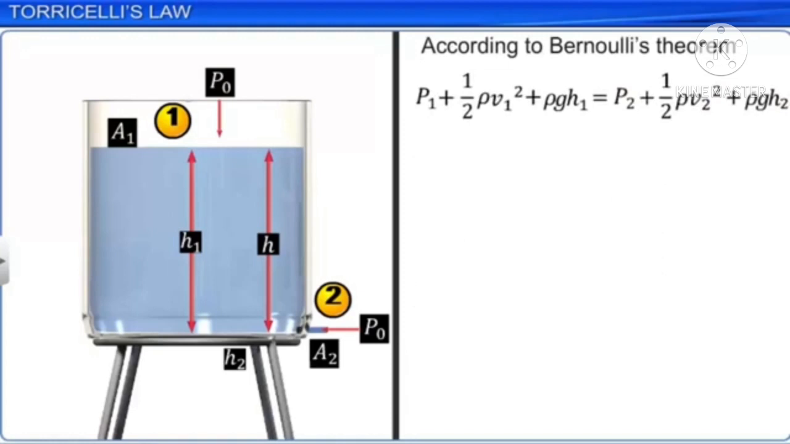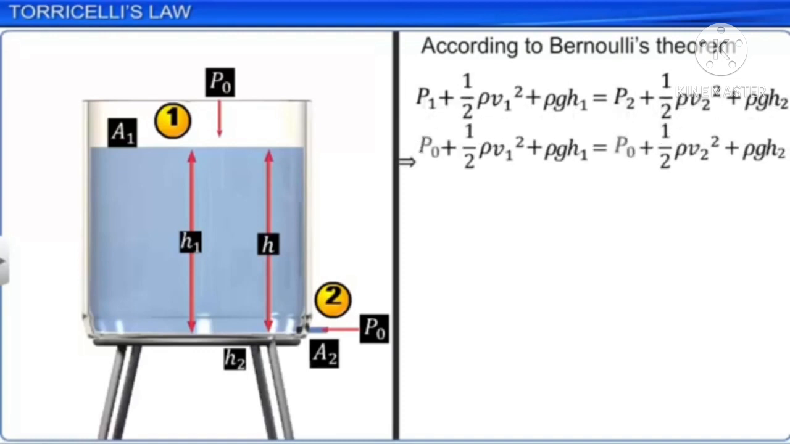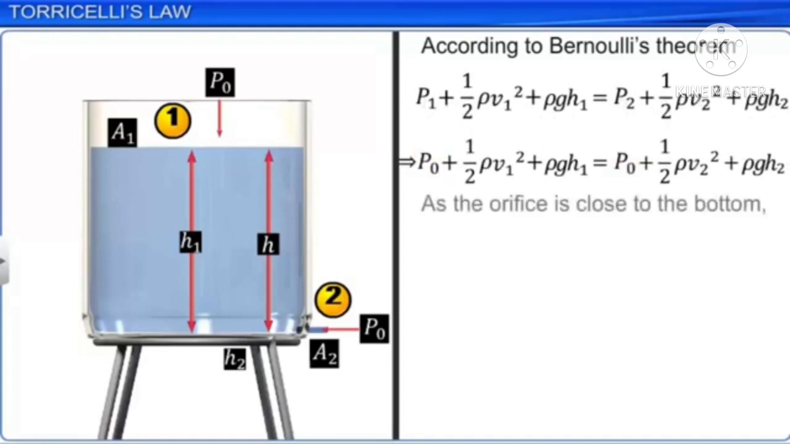As the liquid is exposed to the atmosphere at both the openings shown at positions 1 and 2, the pressure on the liquid at both positions is equal to atmospheric pressure P0. As the orifice is close to the bottom of the tank, H2 is considered 0 and the height H1 is taken equal to the height H of the liquid column between the orifice and the top level of the liquid. Thus, we arrive at the expression shown.